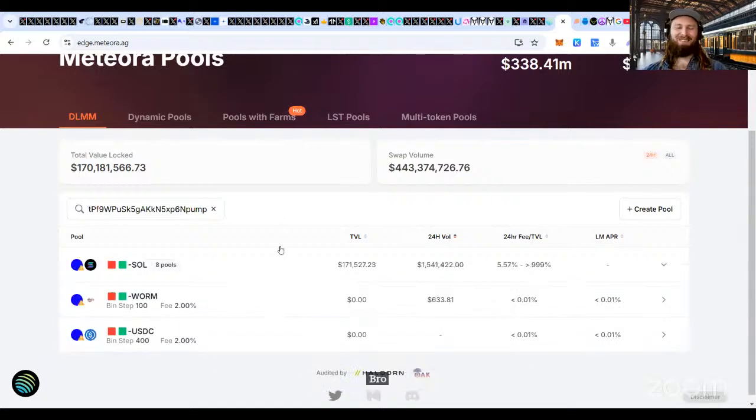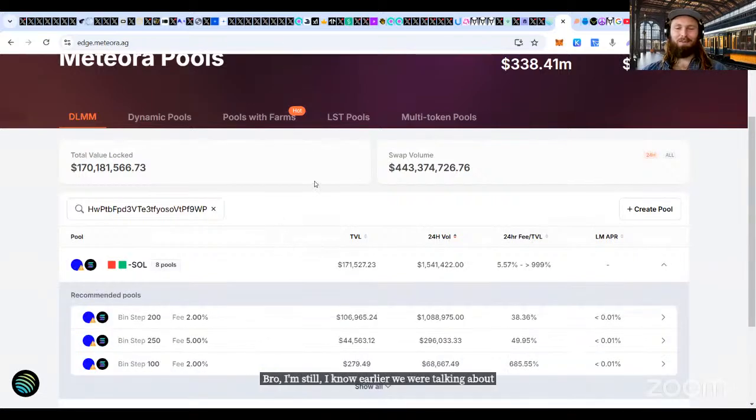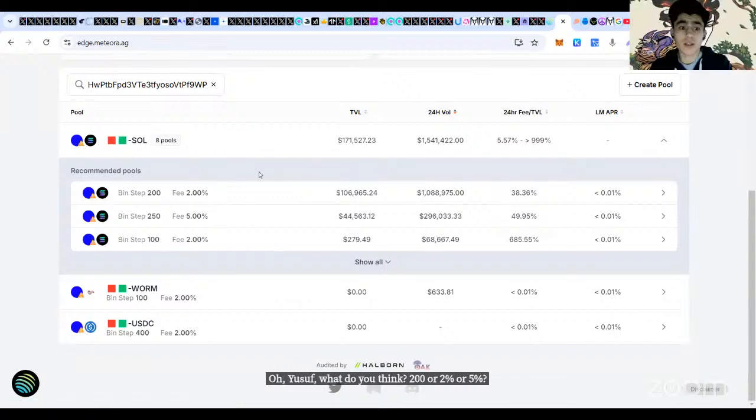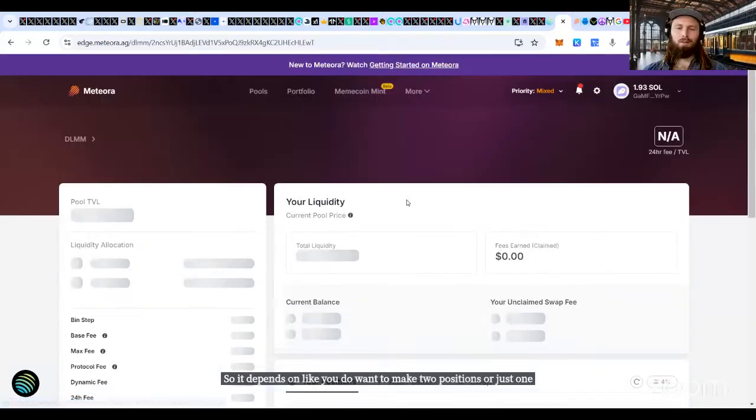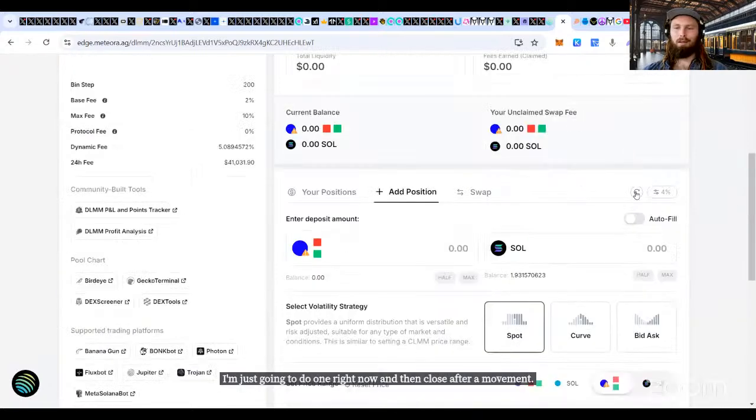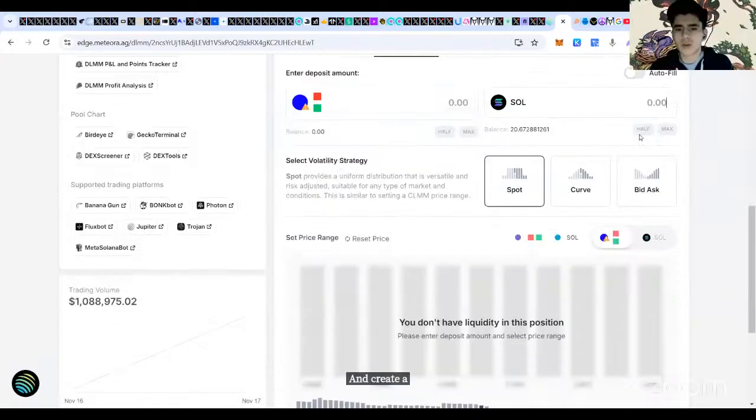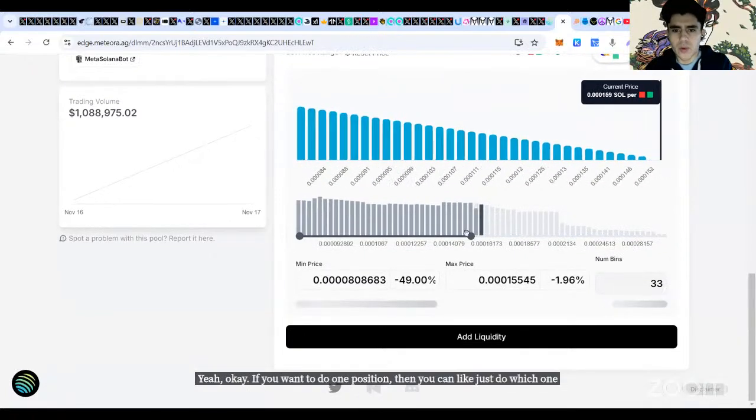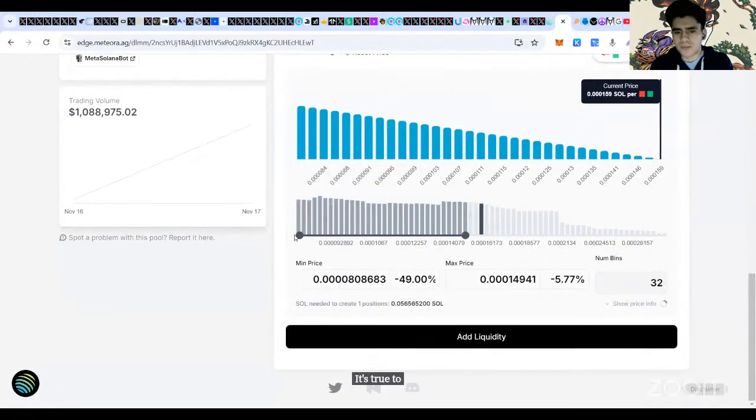I know earlier we were talking about how we need to be grateful. Yusuf, what do you think, 200 or 2% or 5%? It depends on whether you want to make two positions or just one. I'm just going to do one right now and then close after a movement. If you want to create a secondary position, or just one, you can choose whatever you want.